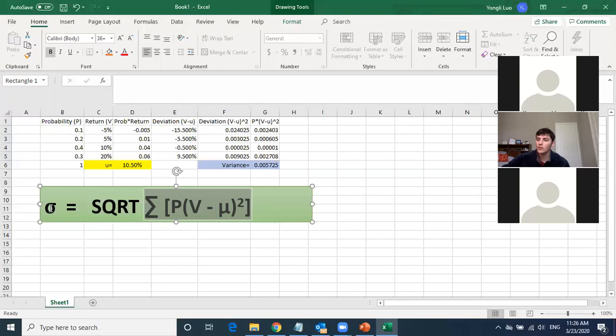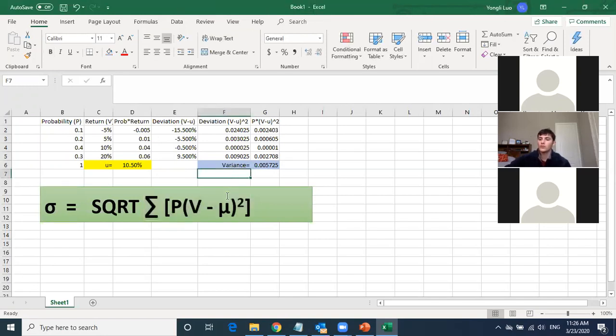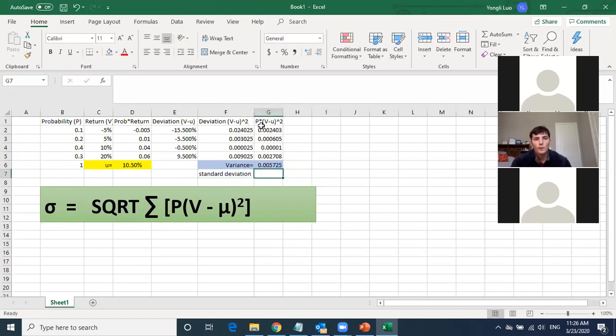And what you need to do next is the standard deviation. The standard deviation is the square root of the variance. Okay, now we have the standard deviation. How you do square root in Excel is the function called SQRT, square root of the variance. Okay, that's your standard deviation.